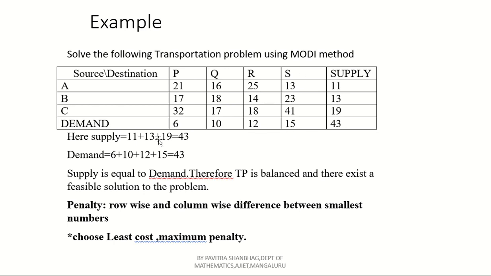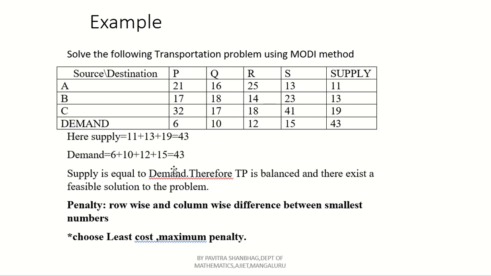Now here we have to check whether the total demand matches the total supply or not. What is the total supply? 11 plus 13 plus 19. If you add, you will get 43, right? Now if you add the demand, 6 plus 10 plus 12 plus 15, again we get 43. So clearly the total supply matches the total demand. So supply is equal to demand, therefore the transportation problem is balanced and there exists a feasible solution to the problem. Okay.